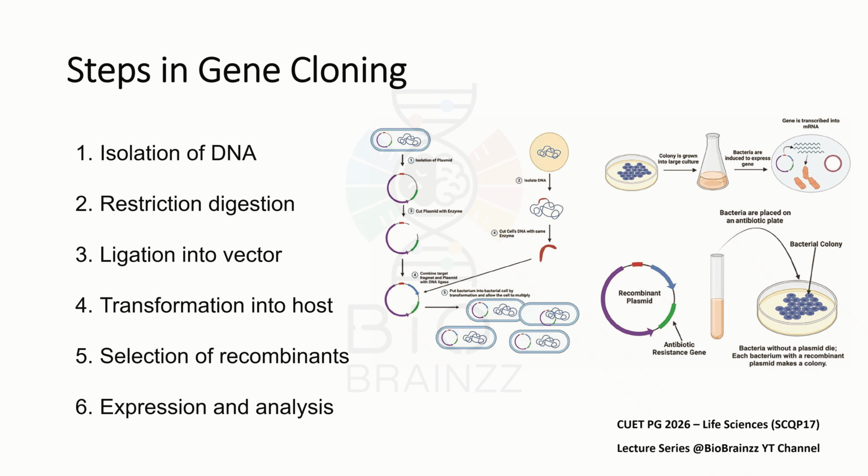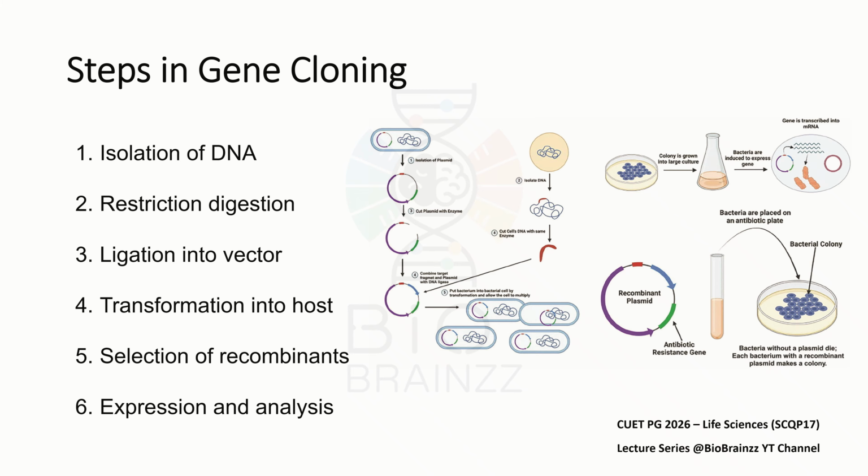Gene cloning follows a sequential workflow. First, DNA is isolated from a source organism. Second, restriction enzymes cut both the DNA and vectors. Third, ligase inserts the gene into the vector. Fourth, the recombinant vector is introduced into host cells.